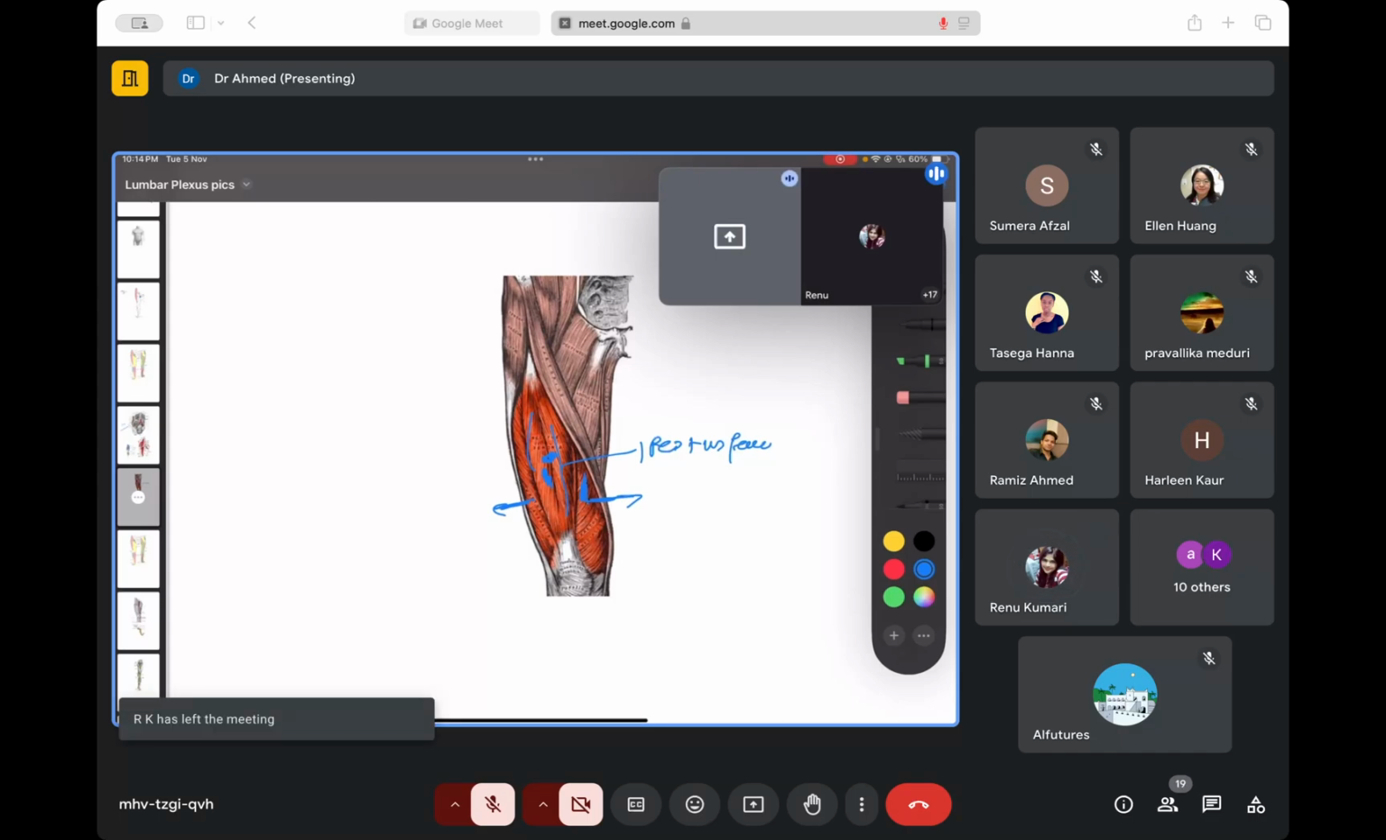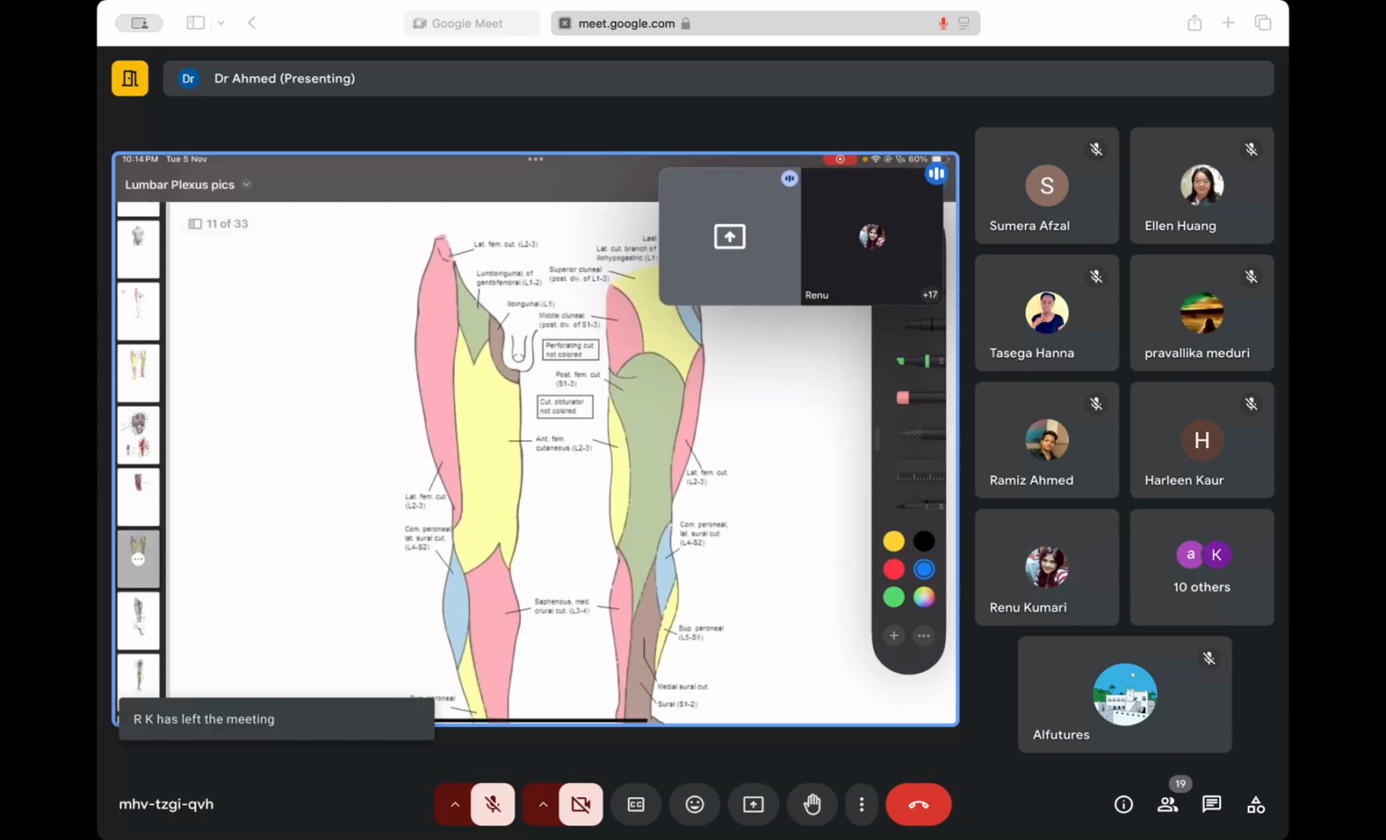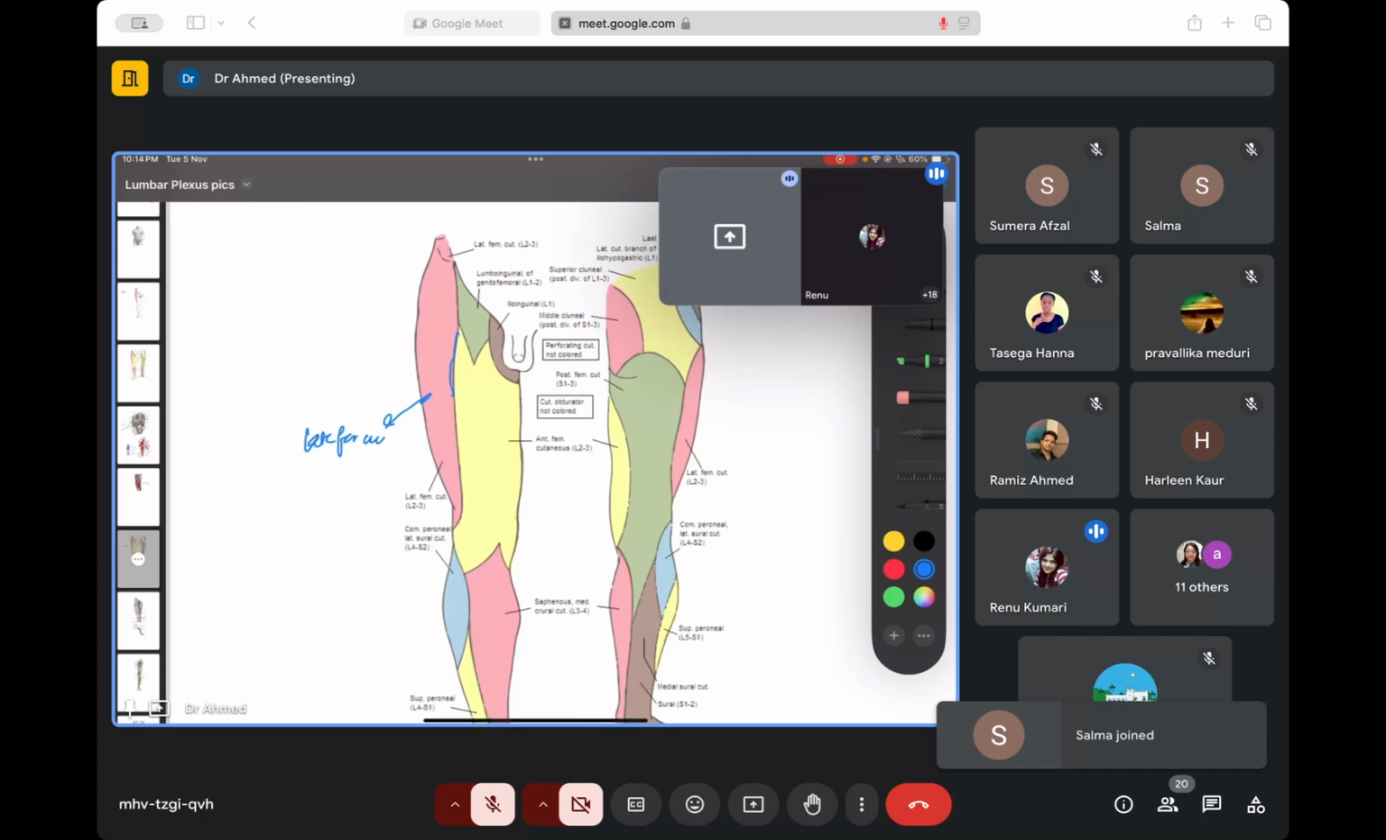Another thing we have already discussed: the femoral nerve is also going to supply your anterior thigh skin. This was your lateral femoral cutaneous nerve. Here we have a small area supplied by your obturator nerve, and most of the anterior thigh as well as the medial thigh has sensory innervation from your femoral nerve.